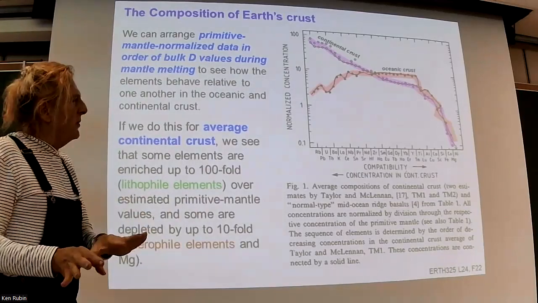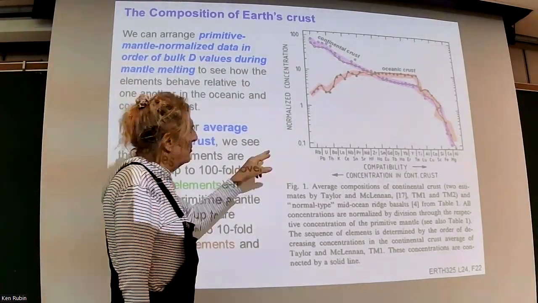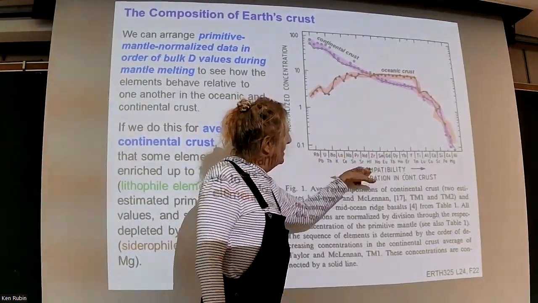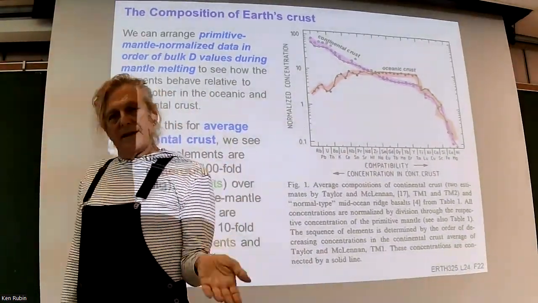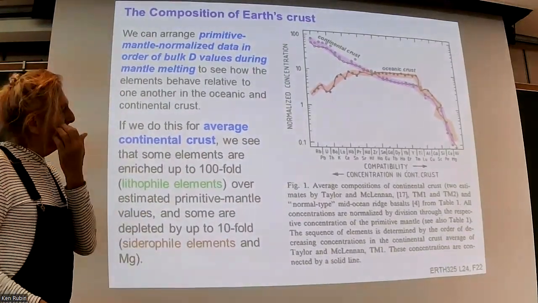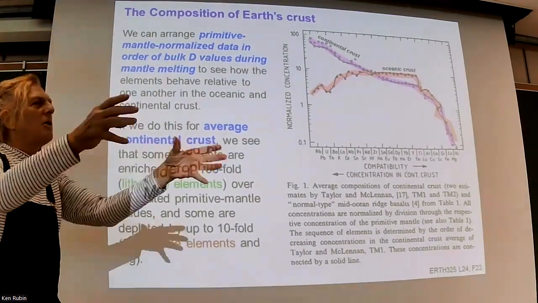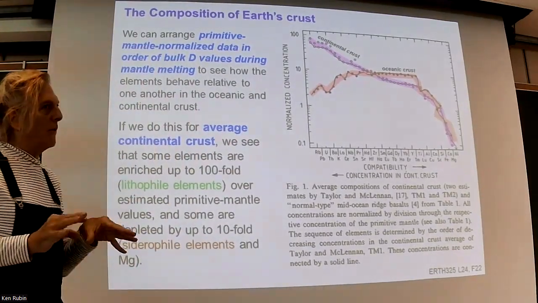And if you remember back to the Goldschmidt classifications, which we talked about, the incompatible elements, the ones on this side, are generally considered the lithophile elements, the ones that like to go into the lithosphere. They don't like to stay in the mantle solids. The siderophile elements, right, were largely stripped out into the core when we formed the core.